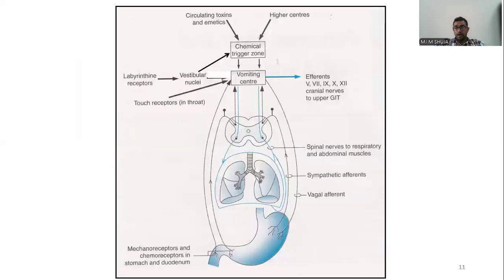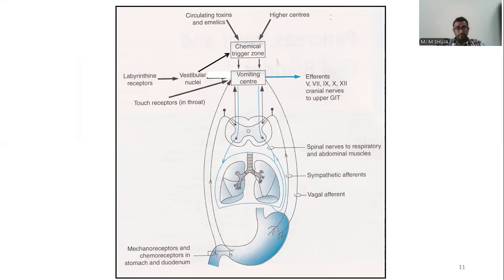This slide shows how different signals reach the vomiting center. The main coordinating area is the vomiting center. It gets signals from the chemoreceptor trigger zone, CTZ. Circulating toxins and higher centers stimulate the chemoreceptor trigger zone. Then that stimulates the vomiting center.